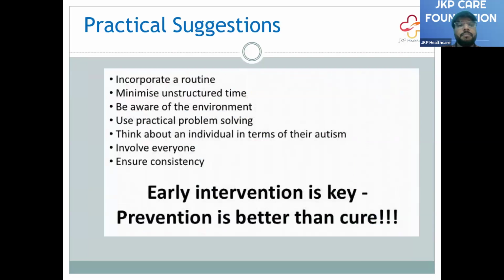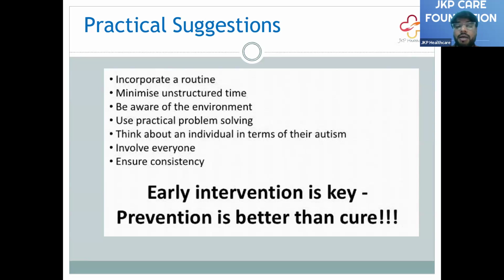Incorporate a routine, minimize unstructured time. So keep them occupied with this structured time. That activity, this activity, purpose of the activity. It's not that it is play time and the child is playing anything and I'm giving anything any day. That should be meaningful play. What I'm trying to achieve with that play, which areas I'm targeting. Development happens every second. Every second should be noted because the child is growing.